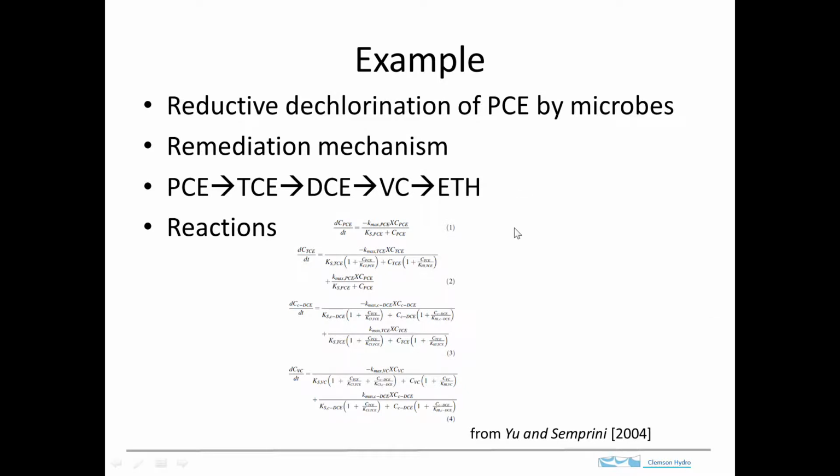Okay, the reductive dechlorination reaction is an important one for remediating chlorinated compounds. It can be done in situ in some cases, and it's responsible for degrading PCE along this chain to ethene. The kinetics of this reaction from PCE through VC, not really, there's one more step here that's not shown, is from a paper by Yu and Semprini.